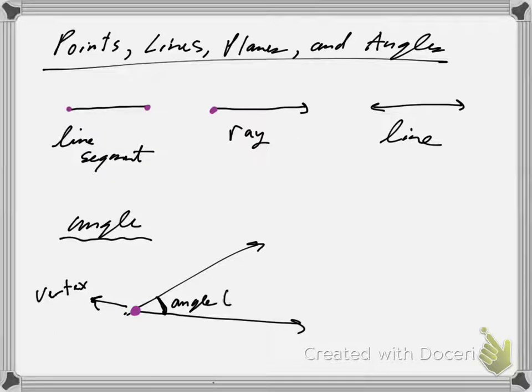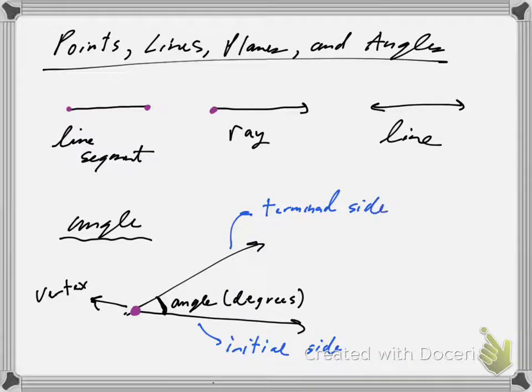And that's measured for this class in degrees. When you get onto trig, if you ever take that, it's measured in radians also. This is called the initial side of the angle, this bottom ray. And this is called the terminal side. It's where the angle stops. Okay. So every angle has an initial side and a terminal side and a vertex.